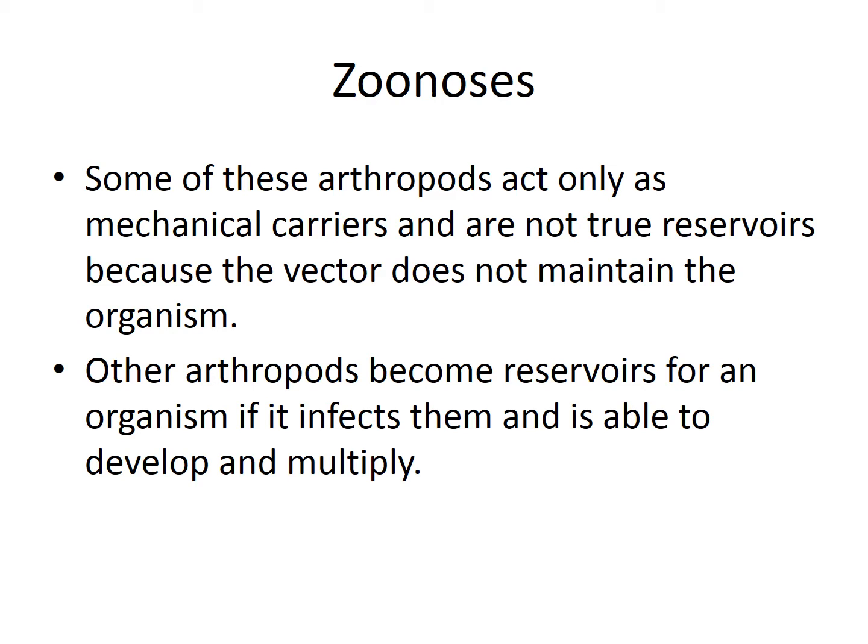Some of the arthropods act only as mechanical carriers, meaning they carry from one area to another area. They're not true reservoirs. They don't actually engulf and keep a reservoir of blood, because the vector does not maintain the organism. What we're saying by that is the vector, the one who takes the blood, doesn't have the organism live, so to speak, in it. It just carries it from dog A to dog B.